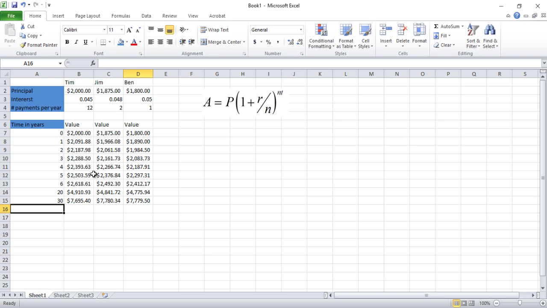So if we look at these savings accounts, over 4 years, Tim has the most money saved. He has $2,393.63, whereas Jim has $2,266, and Ben has $2,187. But we have to remember that Ben started off with $200 less than Tim. So his money is gaining. And if we extend this downwards, we can look after 30 years, if they did happen to leave the money, both Jim and Ben would pass Tim in terms of the amount of money that they have saved based on the interest calculations.